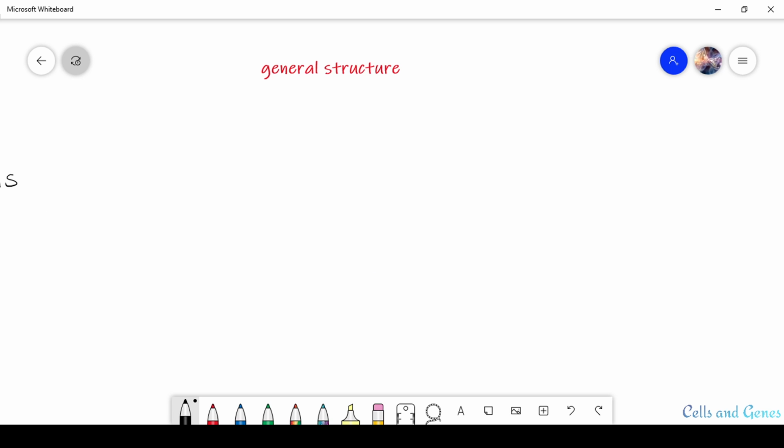Let us see the general structure of an amino acid. So we have a carbon group here attached to its amino group, carboxylic group, the valence shell H, and here the R side chain. So this is the general structure of an amino acid, and this carbon is called the alpha carbon. Now this R group is the side chain to which the other groups are attached.